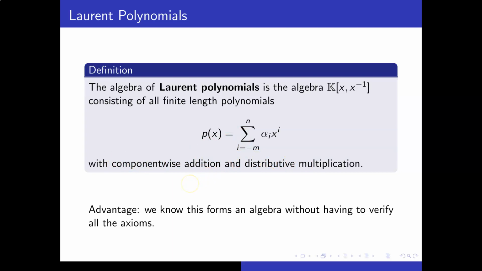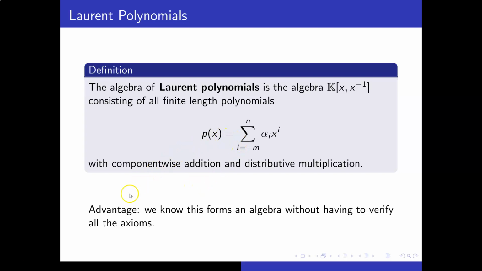If you've taken complex variables, you may remember Laurent series. This is where these things get their name. Laurent series are power series that have negative powers involved. Laurent polynomials are just polynomials of that form. They don't go on forever like a power series does.